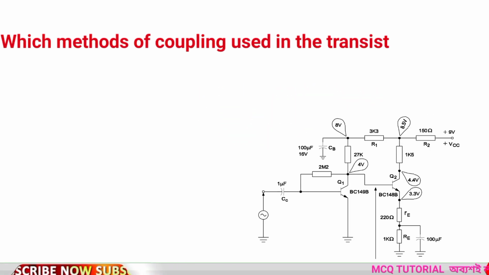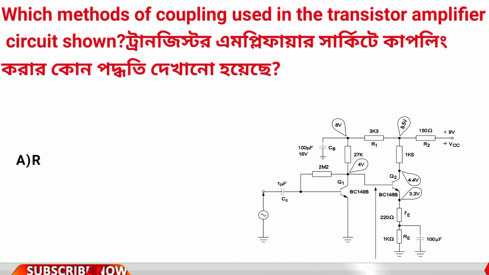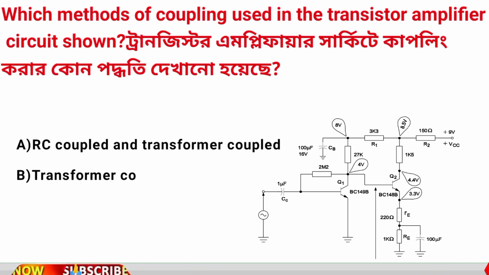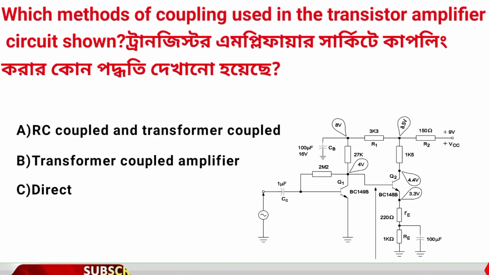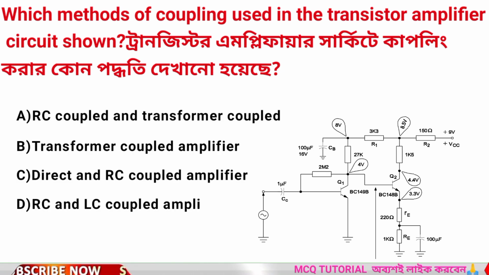Which methods of coupling are used in the transistor amplifier circuit shown? Option A, RC coupled and transformer coupled. Option B, transformer coupled amplifier. Option C, direct and RC coupled amplifier. Option D, RC and LC coupled amplifier.